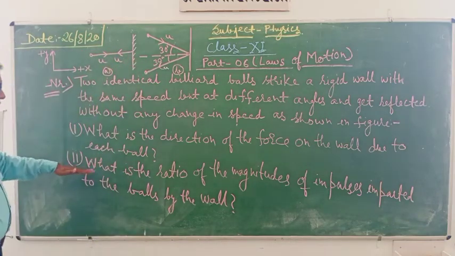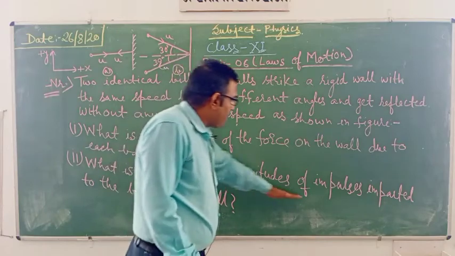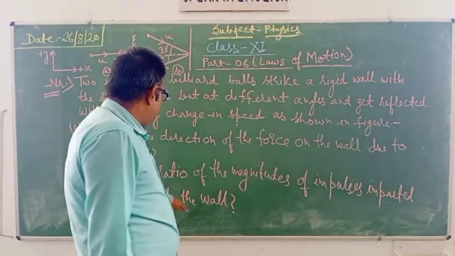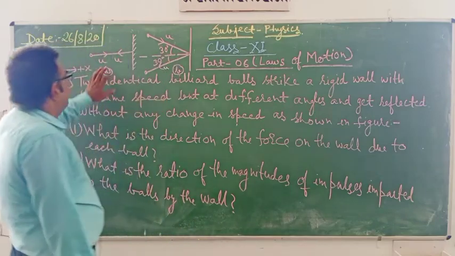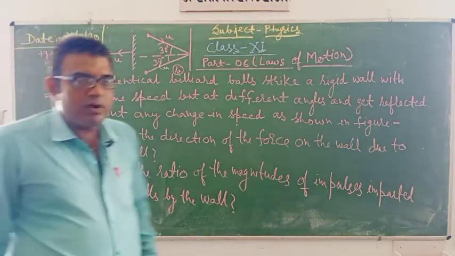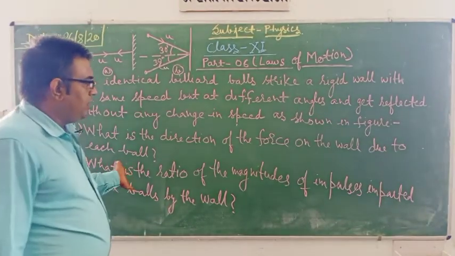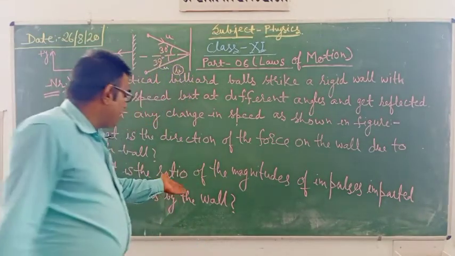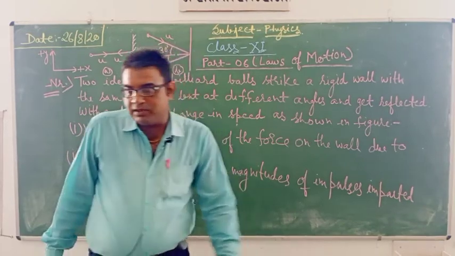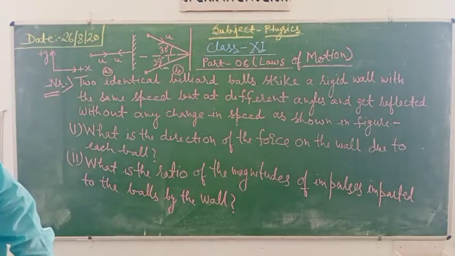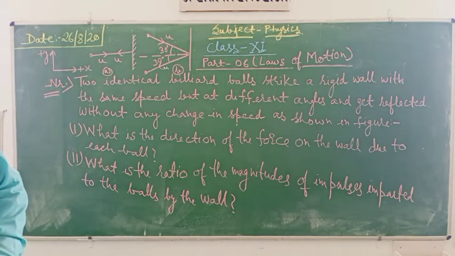And then in the next question we have to find the ratio of the magnitude of impulses imparted to the ball by the ball. In both the cases, first we have to calculate the force, and then we have to find out the impulse imparted to the ball by the ball. What is the amount of impulse imparted to the ball by the ball? So let us solve the question.